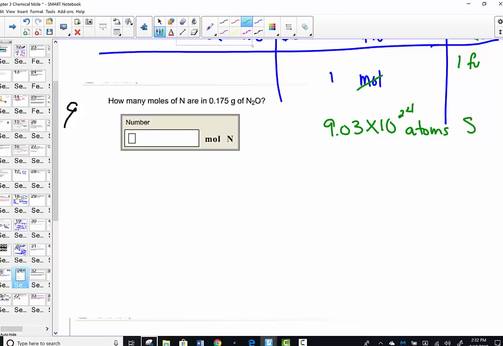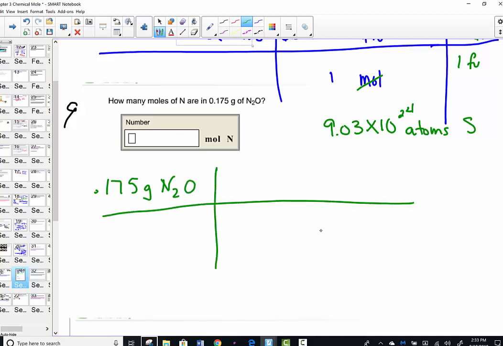Beautiful, absolutely. What she said was it's asking about a particular atom inside something bigger, right? The bigger molecule has some N's in it, and we're going to focus on that. I call it a vocab mismatch. That's my clue that we're going to have 2 conversions. So I'll start with my 0.175 grams of the molecule N2O.